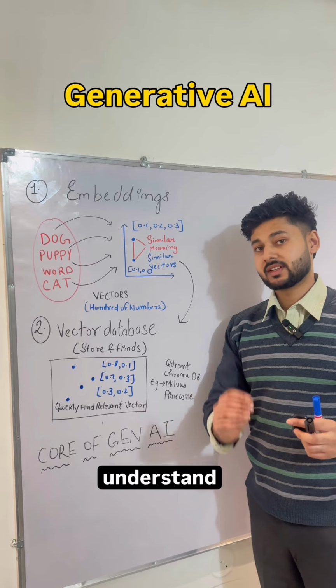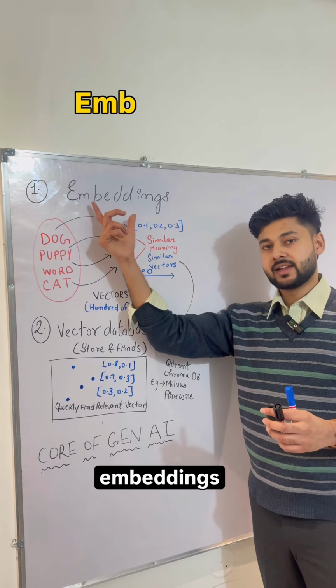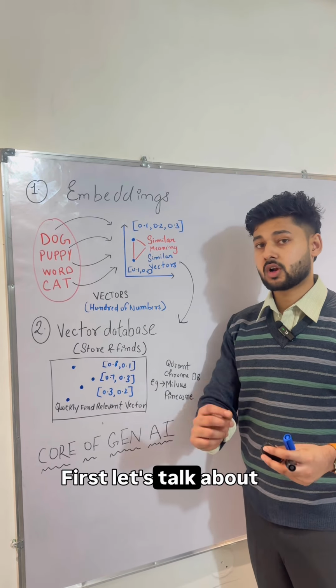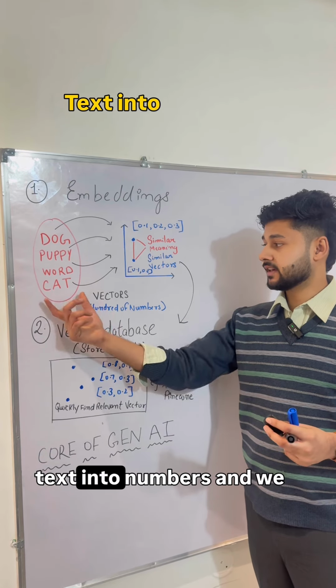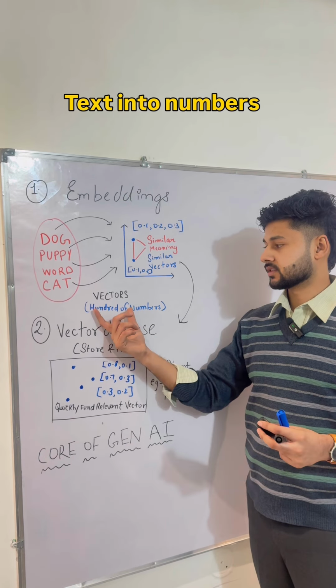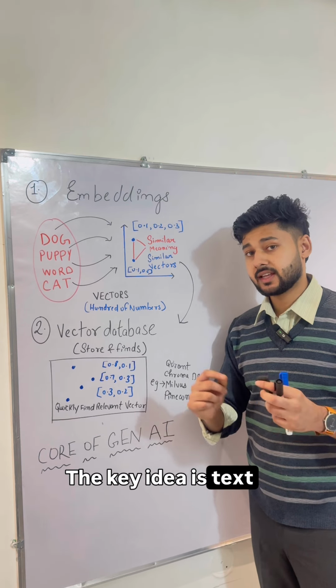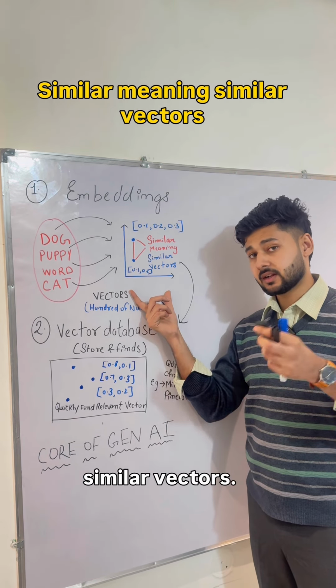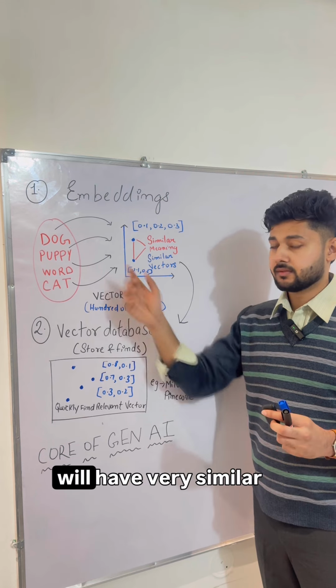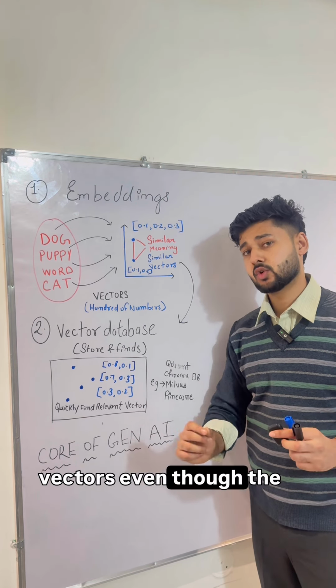You only need to understand two things to get generative AI: embeddings and vector database. First, let's talk about embeddings. They convert text into numbers, and we call them vectors. Think of them as a list of numbers that capture meaning. The key idea is text with similar meaning will have similar vectors. For example, dog and puppy will have very similar vectors even though the words are different.